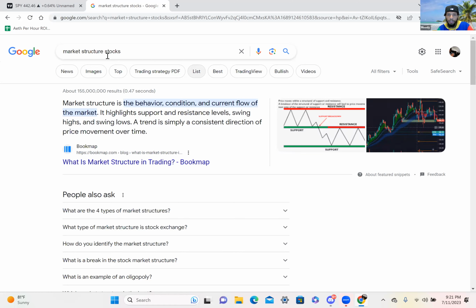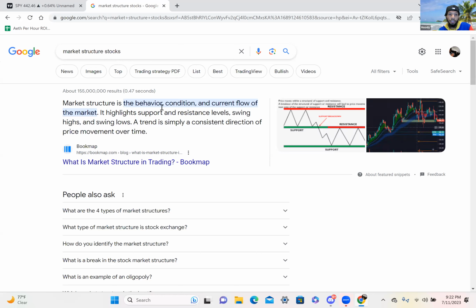So market structure, I also put in stocks in here because if you just put in market structure, it may just talk about any market structure, right? So I like to be detailed when I'm wanting to figure something out. So coming over here to market structure, you may hear the word market structure and it may sound extremely fancy, or you just may be like, man, I just don't get what market structure is, right? First I'm going to read this and then I'm going to highlight a couple of things that market structure is.